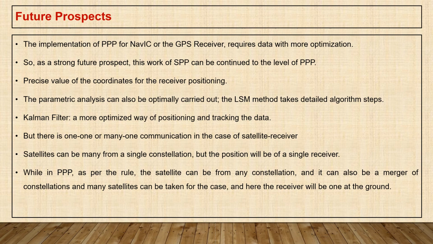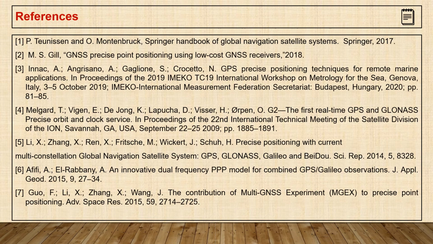So the satellites can be many from a single constellation as well, but then the position will be of a single receiver. So the communication protocol of one to one, one to many to one, and many to many can also be satisfied as a future prospect of the work where position of the receiver can be accurately identified. So here are some of the references taken from well-known research papers, books, etc.